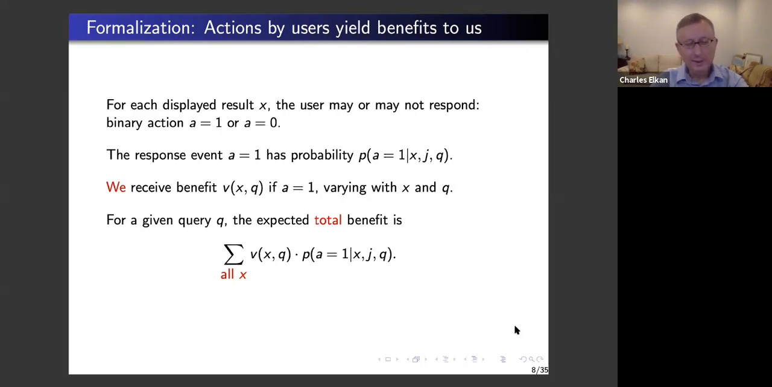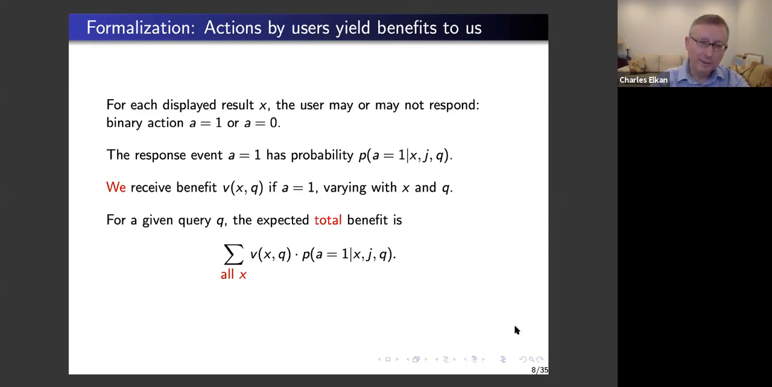So then I can write down a probability for the response. So that's the probability that the action equals 1, and that's going to depend on X, it's going to depend on the position J, and it's going to depend on the query Q. So the query Q is the indication of what the user is interested in, and the action of the user is going to depend on what they're interested in, as well as on whether our algorithm displayed an attractive X and displayed it in a prominent position J.